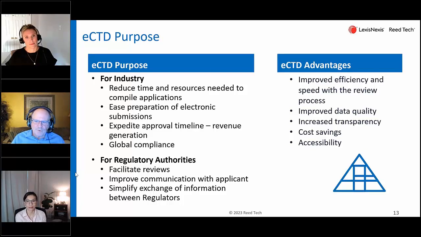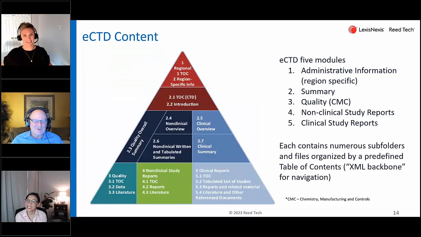All right, well, I see this little triangle, and that appears everywhere. Whenever you start to see any information about eCTD, you see a triangle. Wendy and Adrian, help me out here. Let's figure out what's inside that triangle.